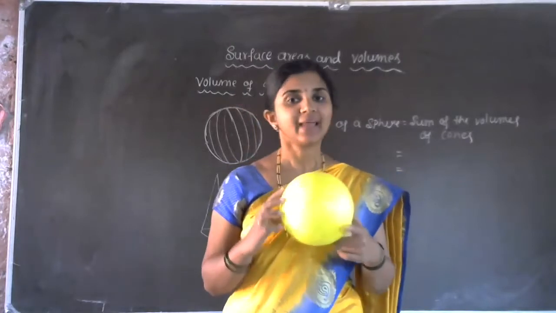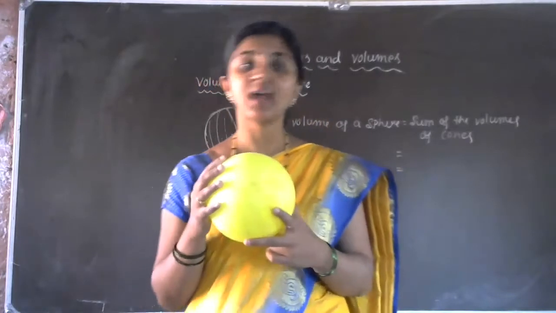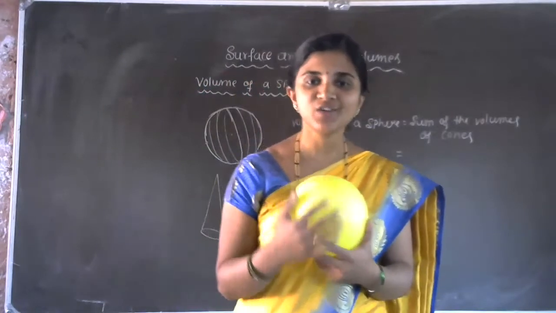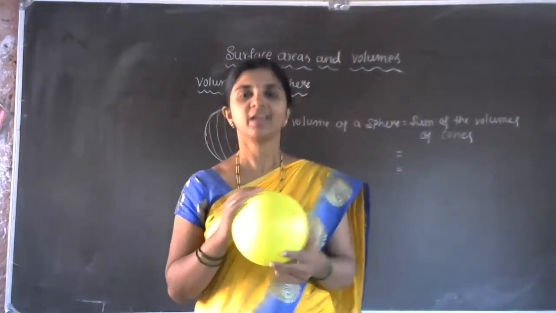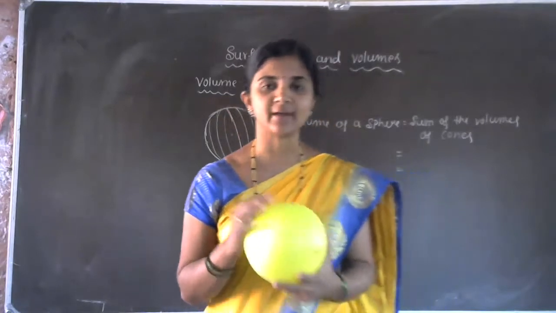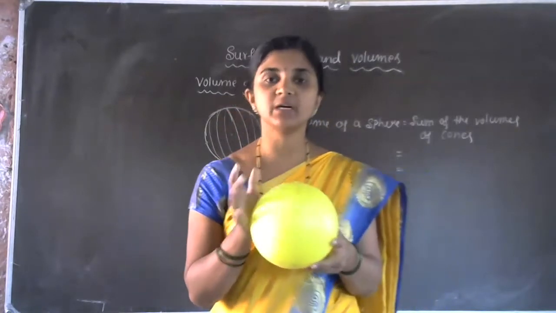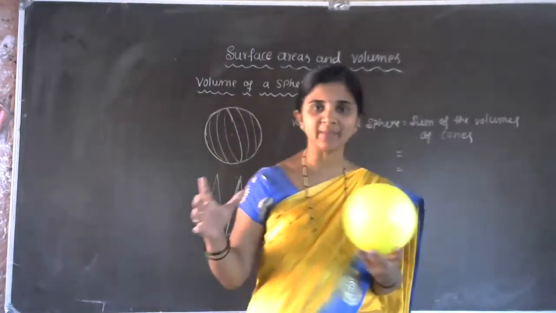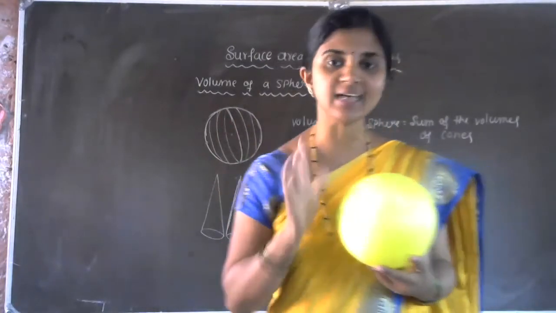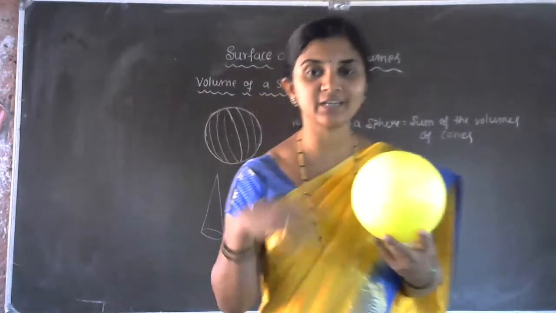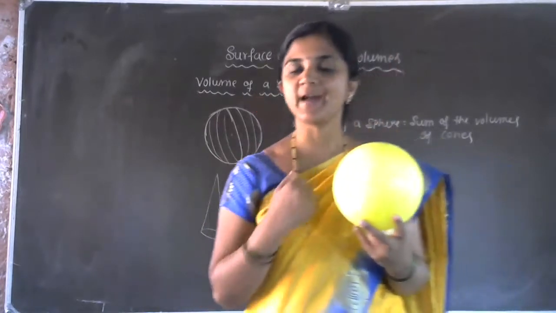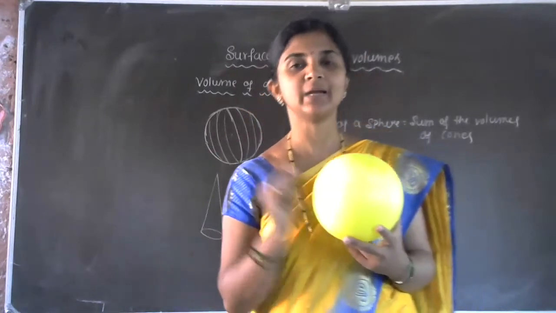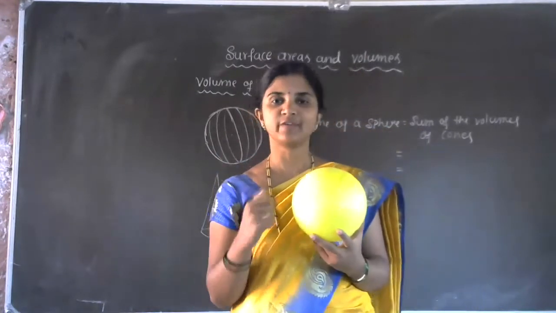So that day we discussed the sphere and hemisphere. Just recall the surface area of the sphere, that is 4 pi r square. If we cut the sphere into two equal parts, then each part is known as a hemisphere. The hemisphere's curved surface area is 2 pi r square. If we add one circular plate to that curved surface area, it gives the total surface area 3 pi r square.